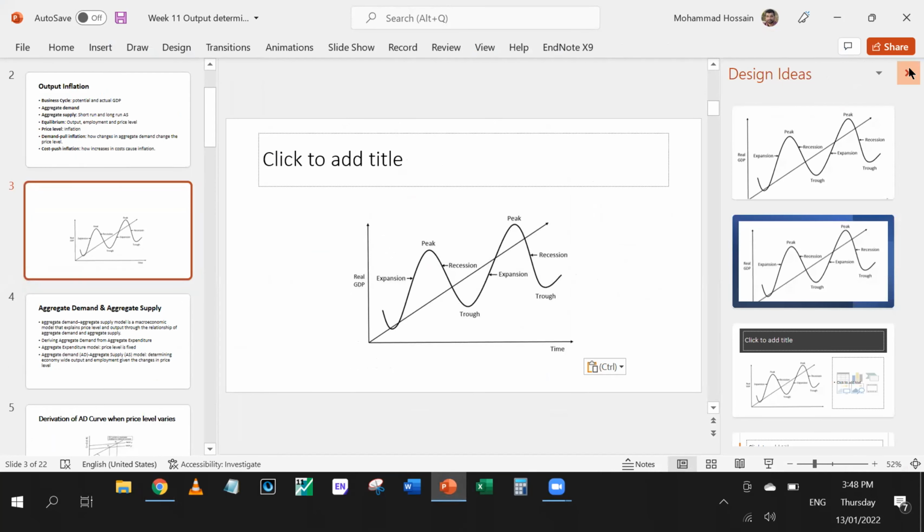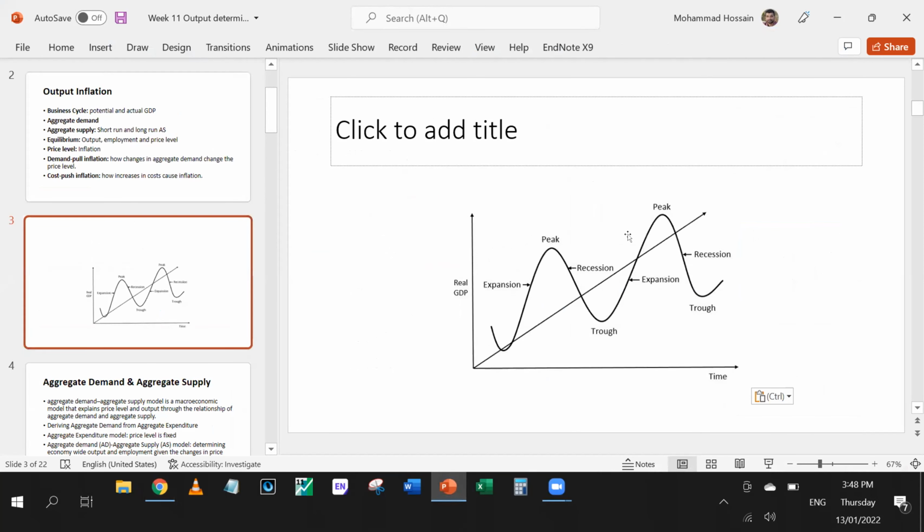Here it is. You can see that every business will go through this process over time. On the x-axis, we have the time, and on the y-axis, we have the real GDP. When the business starts to grow, we call that an expansion process. This expansion will keep on going until we reach the peak level. When the business reaches its peak level, it starts to drop, which we call recession. In GDP, the real GDP will start to drop, and we call that a recession.